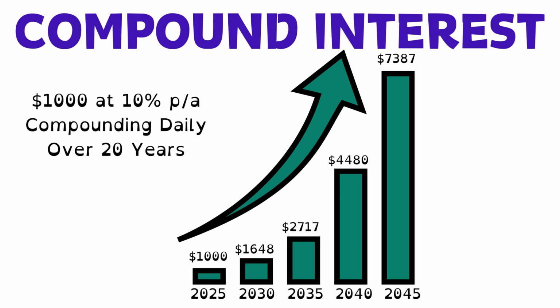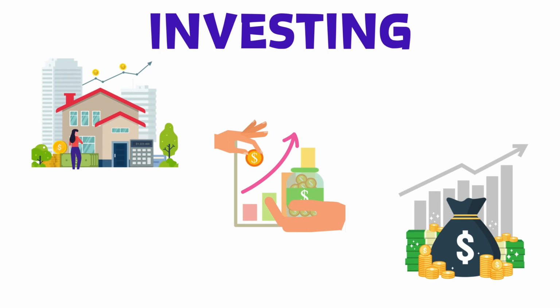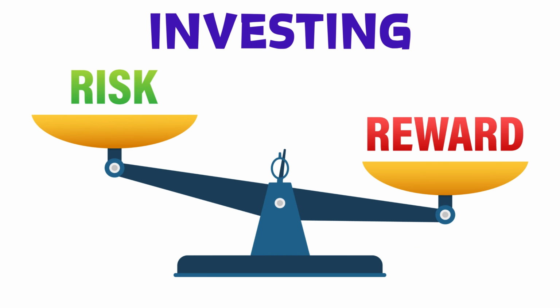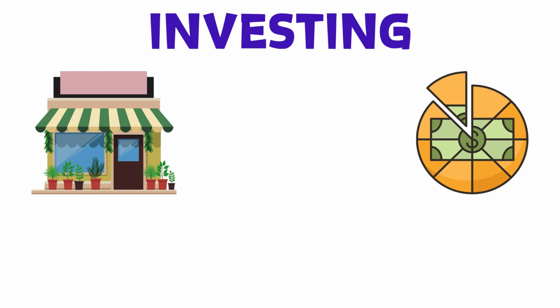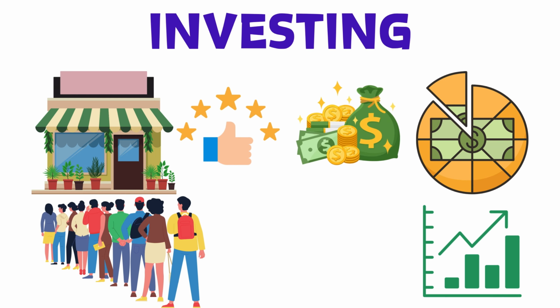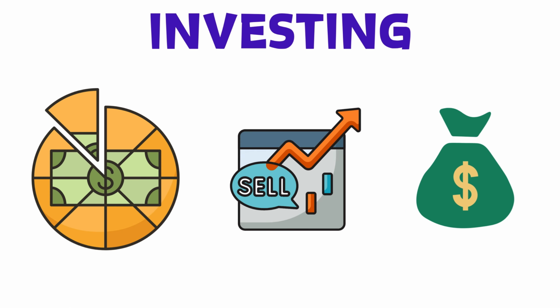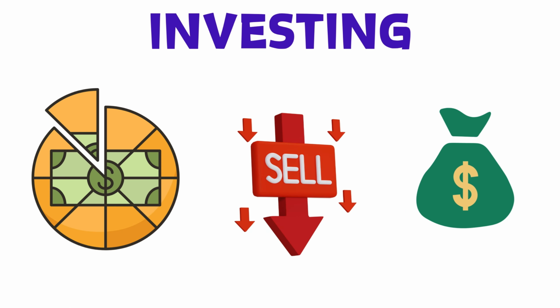So this brings us to investing. Investing is using your money to purchase assets with the intention of making more money. Any investment has a potential risk and a potential reward. So let's look at shares as an example of an asset you could invest in. A share is a portion of a company. If the company performs well, the share value goes up. If the company performs badly, the share value goes down. So you could sell that share for higher than you bought it for, or lower than you bought it for, depending on how it performs.